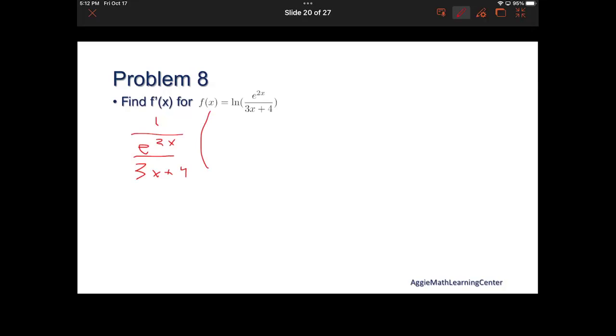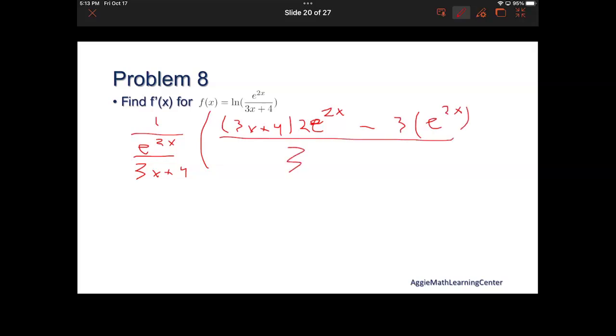So we have bottom plus 4 times the derivative of the top, which is our 2e to the 2x. I apologize for that e. Minus our derivative of the bottom, which is 3 times our top, e to the 2x, over bottom squared, 3x plus 4 squared.